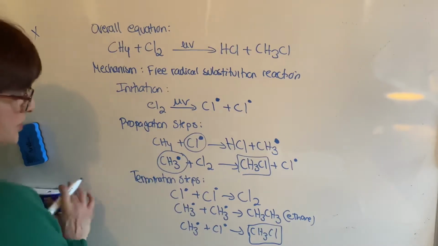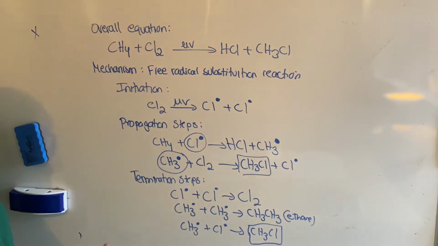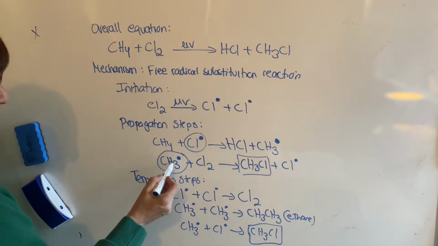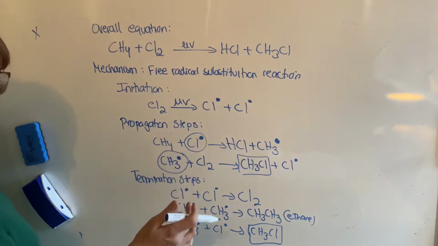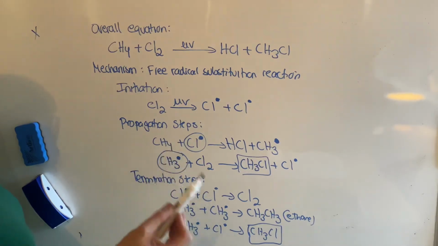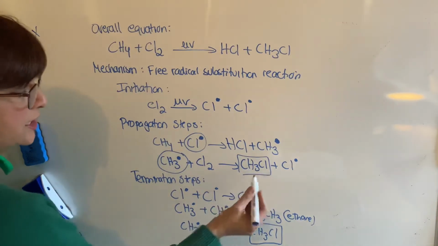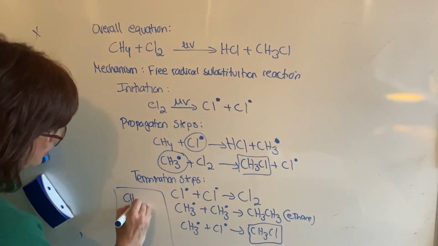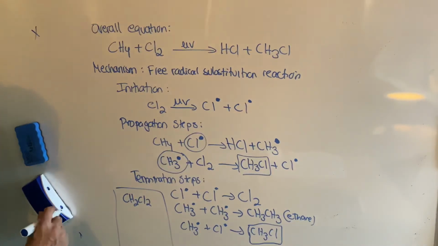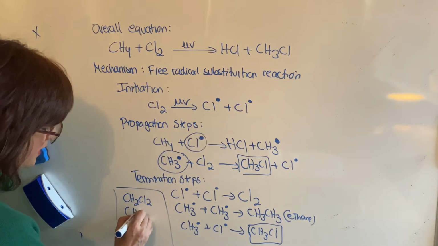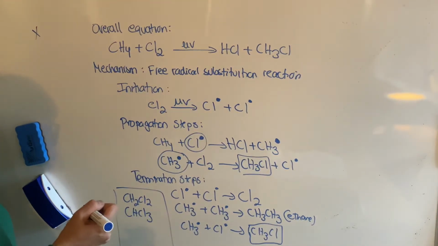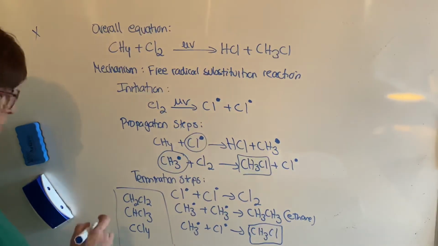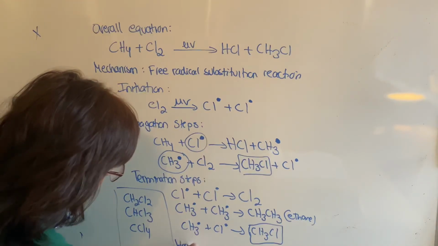Now, the limitation of this reaction is that further substitution occurs. Every hydrogen in CH4 will be replaced by a chlorine. So the first product is CH3Cl. You can have the second product, CH2Cl2, where the next hydrogen is gone, replaced by chlorine. Then you can have CHCl3, where another one is replaced by chlorine, and then you have CCl4, where all the hydrogens are replaced by chlorine. So that is the limit. These are the limitations of this reaction.